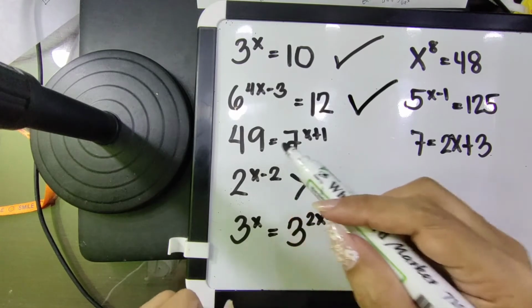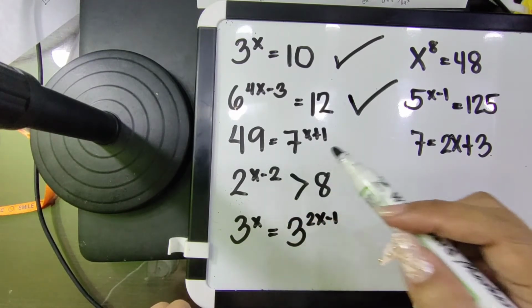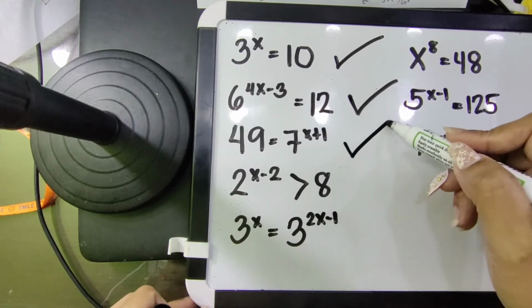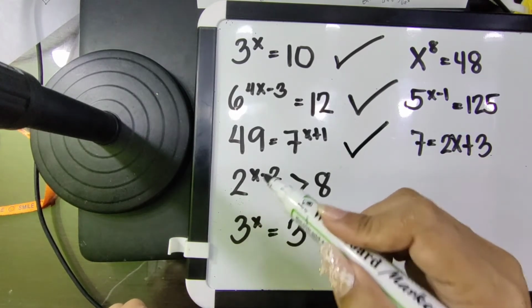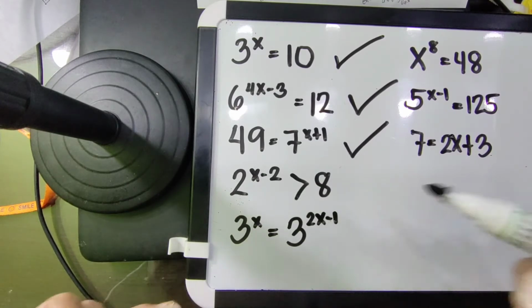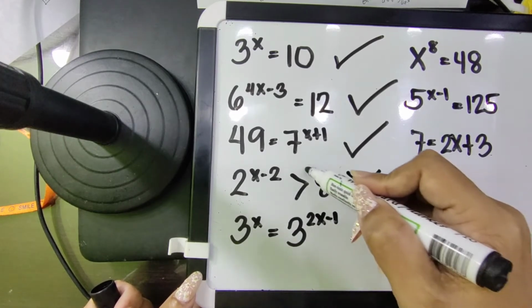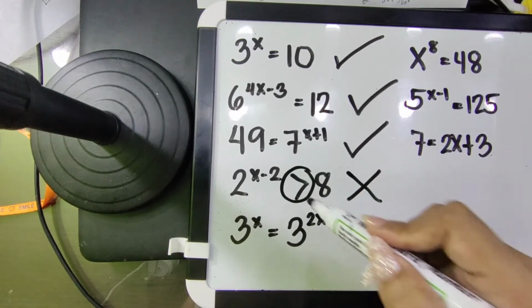Next, 49 is equal to 7 raised to x plus 1. Is it an exponential equation or not? Of course, it is. Next, 2 raised to x minus 2 is greater than 8. Is it an exponential equation or not? Of course not, because the greater than sign makes it an inequality.